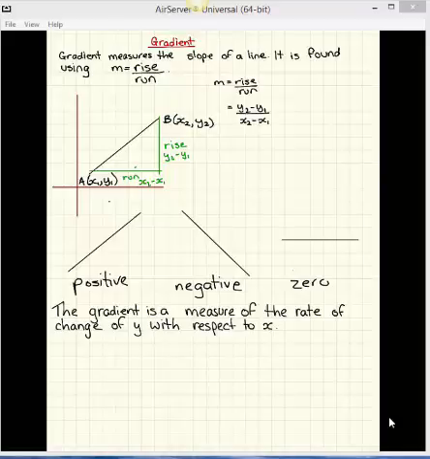Something to think about, and this will mean more later when we get into differentiation, is that a gradient is a measure of the rate of change of y with respect to x. So what that means is every time I go across 1 for x, what we're finding is how much y changes, so the rate that it changes. Does it go up by 1? Does it go up by 3? Does it go up by 5.5? Does it go down by 2? Does it go down by 7? Every time x goes up by 1. So we're measuring the rate of change, the rate that it is increasing or decreasing as we increase x.